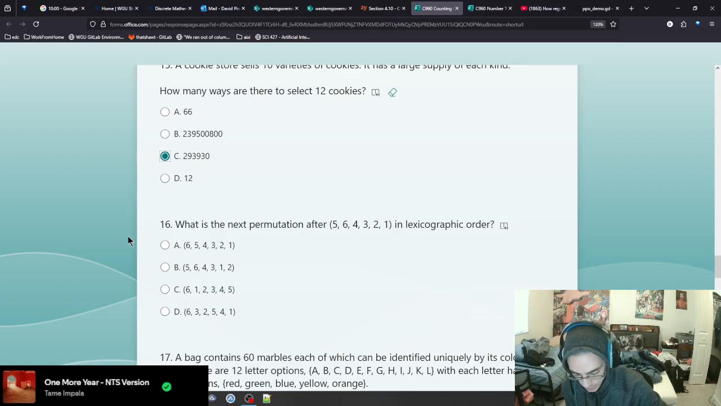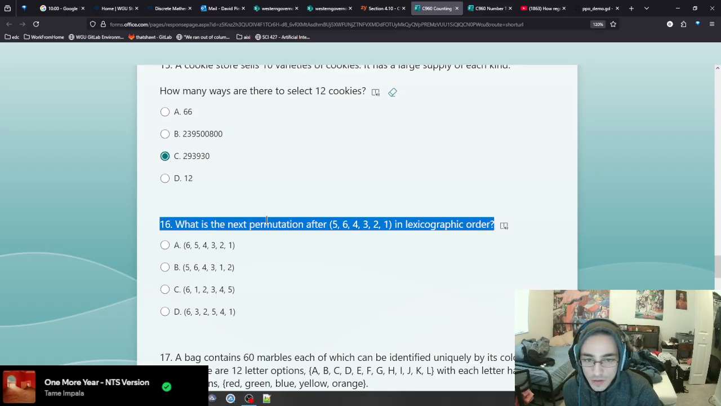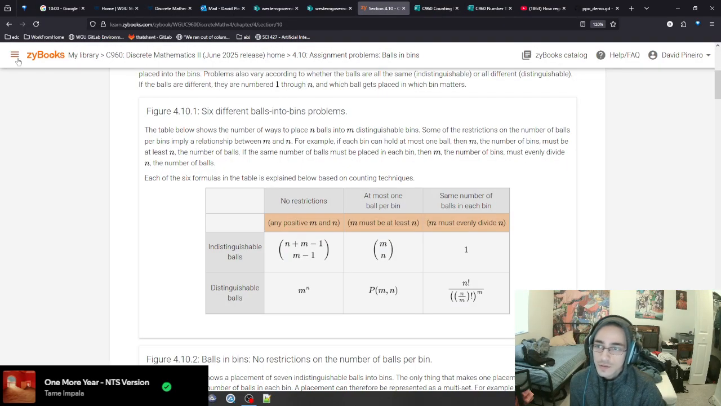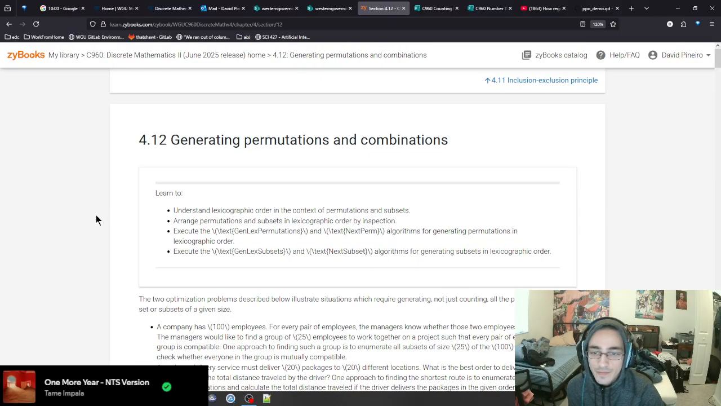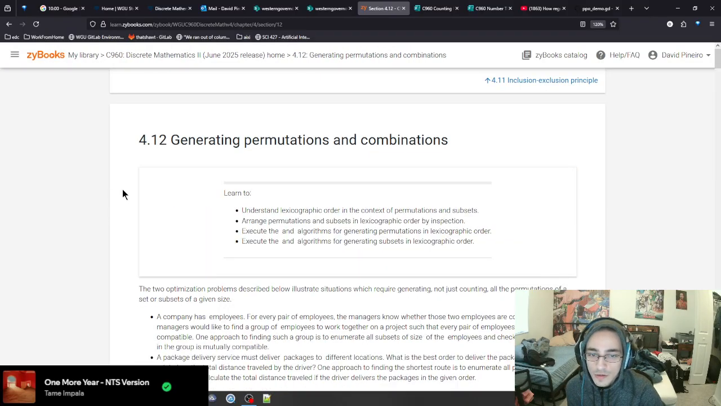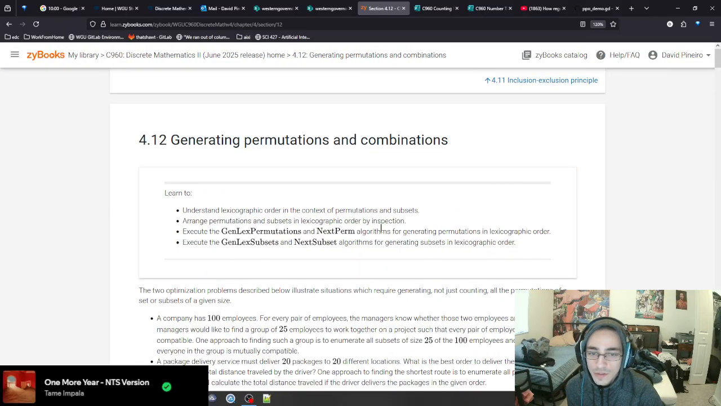I guess that's correct. Alright, this is what I don't know. I have to practice this. Lexicographical order. Okay. Yeah, so there's algorithms.